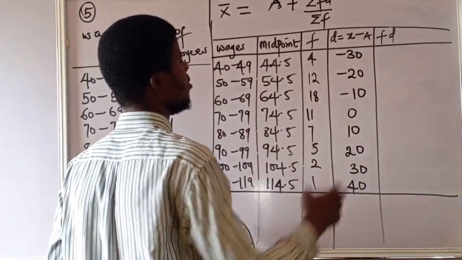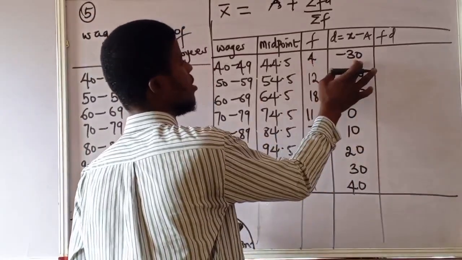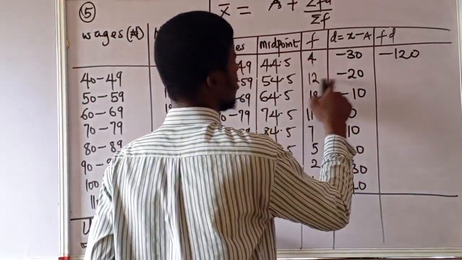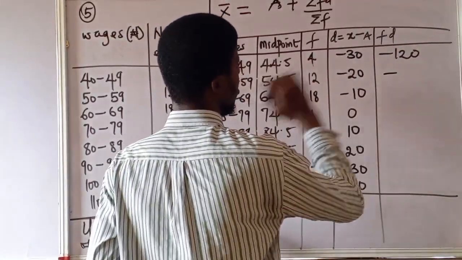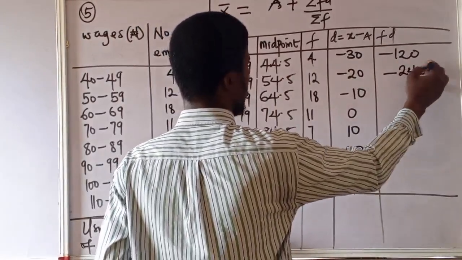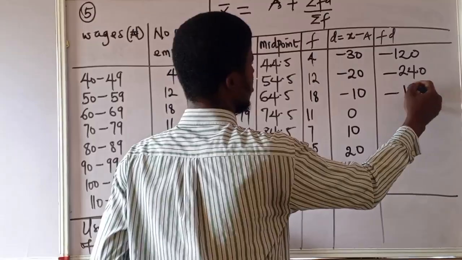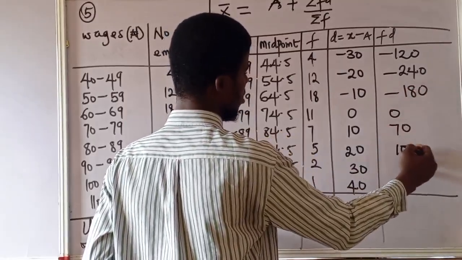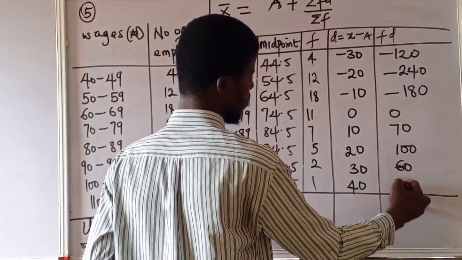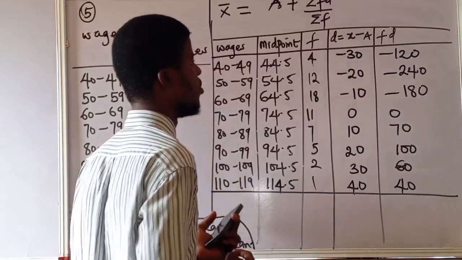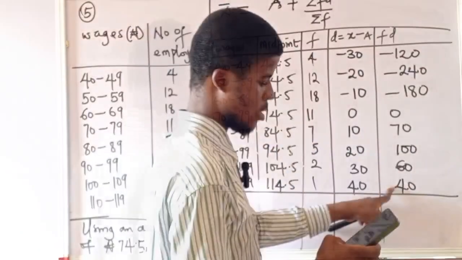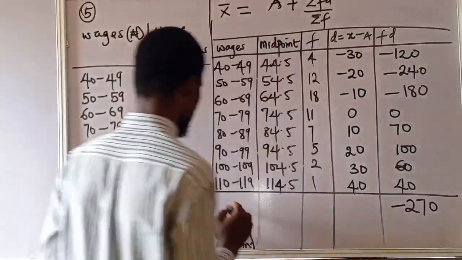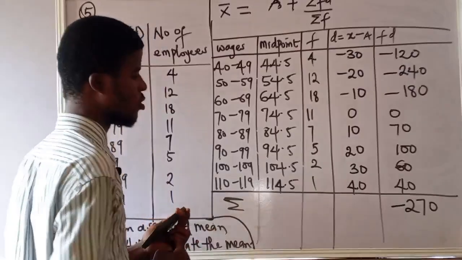To get fd, we now multiply f and d. This one is minus 120. This one is minus 240, right? This one is minus 180. This 0. This 70. This 100. This 60, and this 40. So let's add up everything here. That's minus 270. So the summation of this is minus 270.